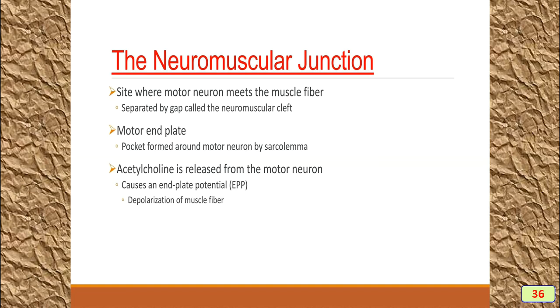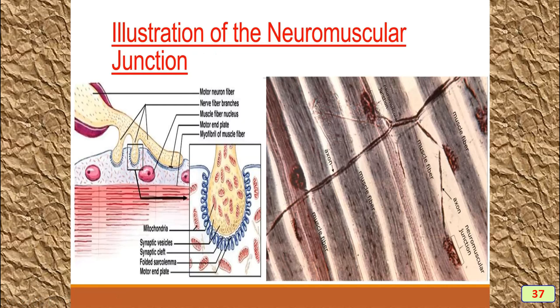Then a pocket is formed around the motor neuron by the sarcolemma. As usual, everyone knows that acetylcholine is released from the motor neuron and causes the end plate potential or miniature end plate potential. Then depolarization comes and the muscle contracts. So this is the neuromuscular junction, wherein a motor neuron fiber ends at a muscle, and the nerve fiber branches here. Then these red structures are called the muscle fiber nucleus.